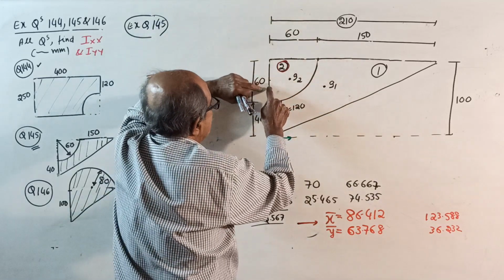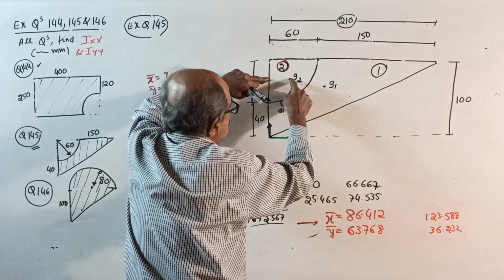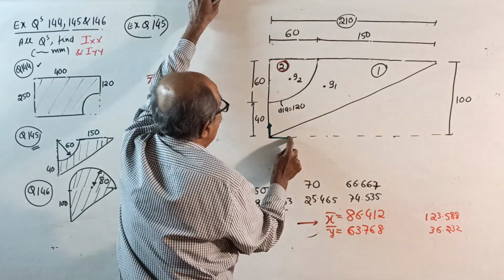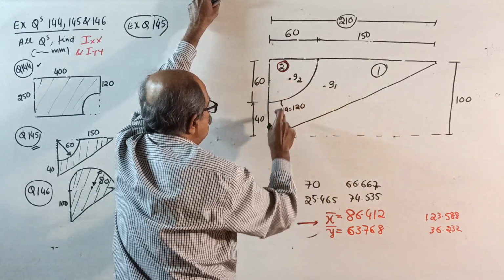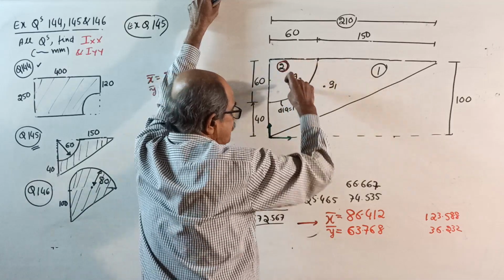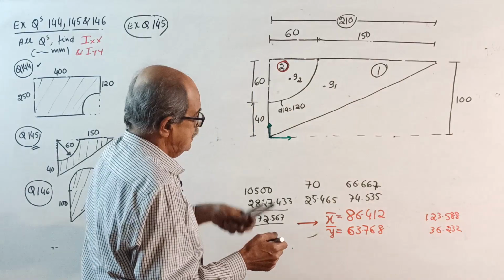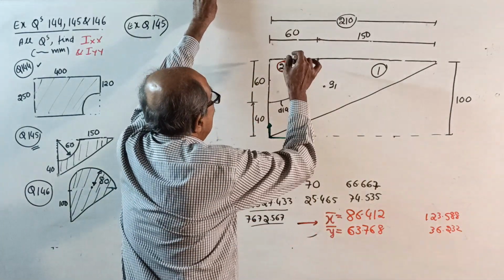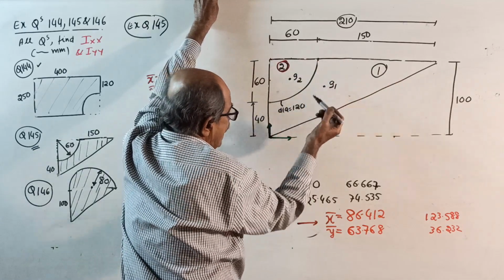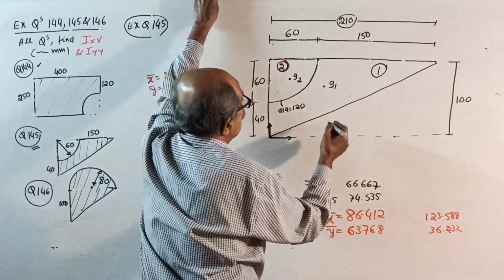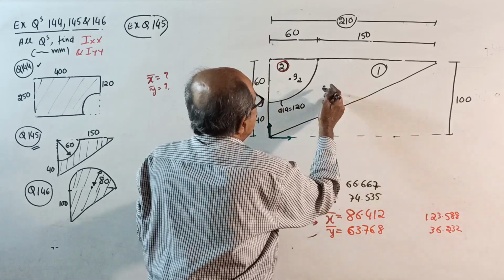Start. X1 from here, 1 by 3 of 210. X2, 2d by 3 pi. Y1, 2/3 of 100. Y2, 100 minus 2d by 3 pi. You will get x bar, y bar. Locate x bar, 86.412. See, up to here is 60, so further this side. Up to G1 I already told 70. Furthermore, so 86. So G1, please come this side.